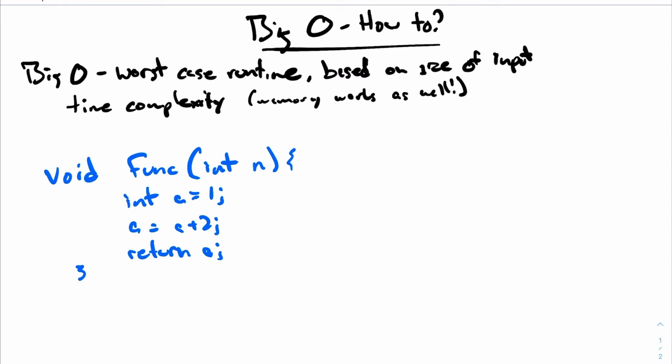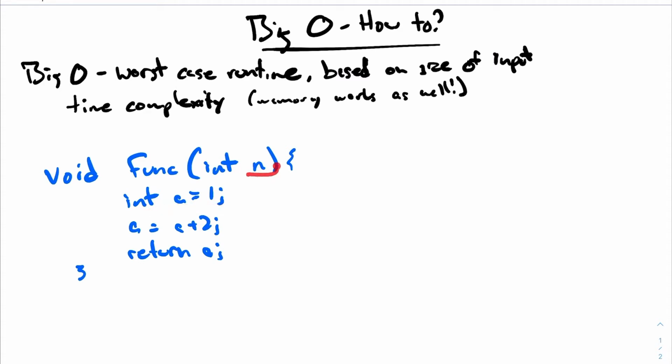A is equal to 1, a is equal to a plus 2, and then return a. So now the first thing we're going to do is look at these blocks, these lines of code here, and figure out how long these things take to run based on the size of our input, right? In this case, the size of our input is just the value of this number n. So n could be 0, 1, 2, 100, 1,000, whatever. It's just the value of n.